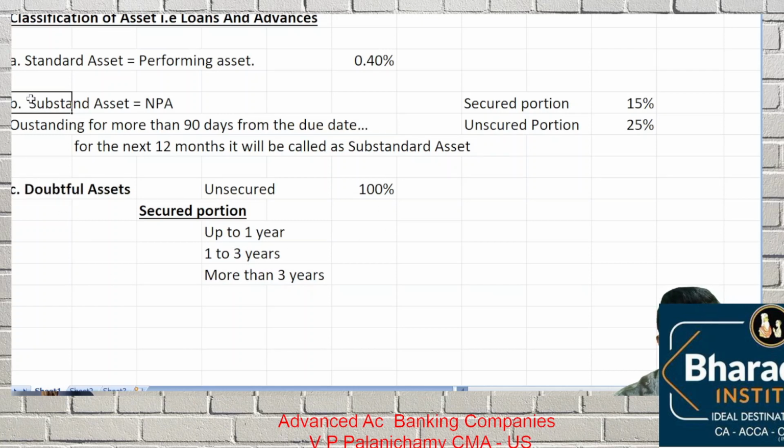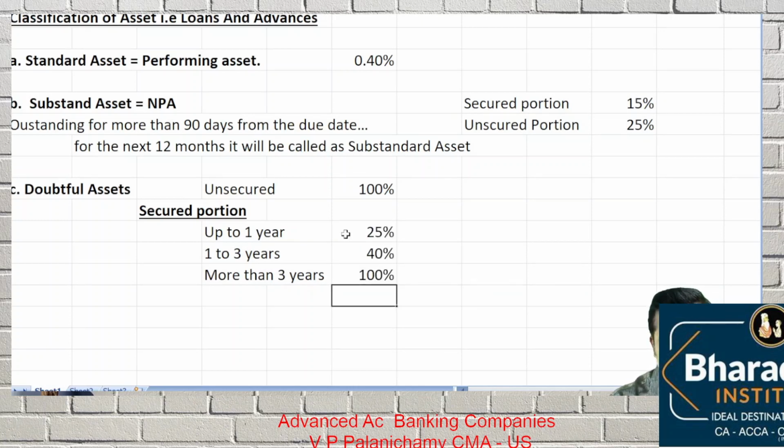Sometimes you may be threatened. Okay, that cannot be written here. So though we hold security, still we are not able to recover now. You create provision: up to 1 year, 25%; 1 to 3 years, 40%; more than 3 years, 100%.